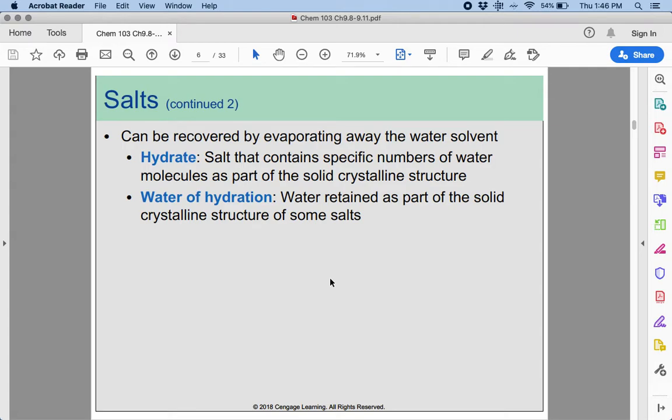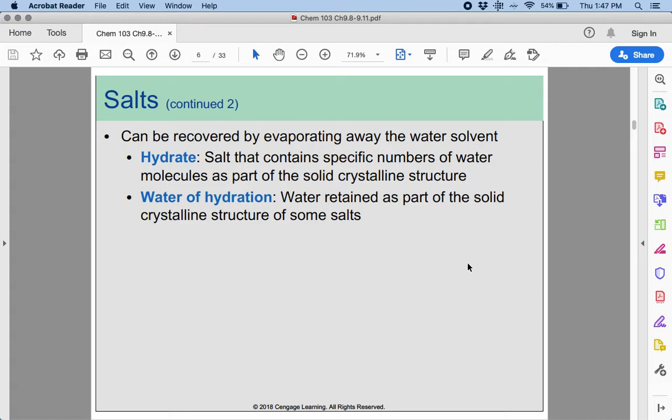When we evaporate water, if we remove water as a solvent, think about if I have NaCl, table salt, which is a type of inorganic ionic salt, in water, where water is the solvent. I could evaporate off the water and I would be left with my inorganic compound again. When we use the term hydrate, what we're talking about is a salt that contains a specific number of water molecules that are part of the crystalline solid. So a hydrate is a solid, not a liquid, not a solution or anything like that. It just has water molecules sometimes trapped in the crystal structure.